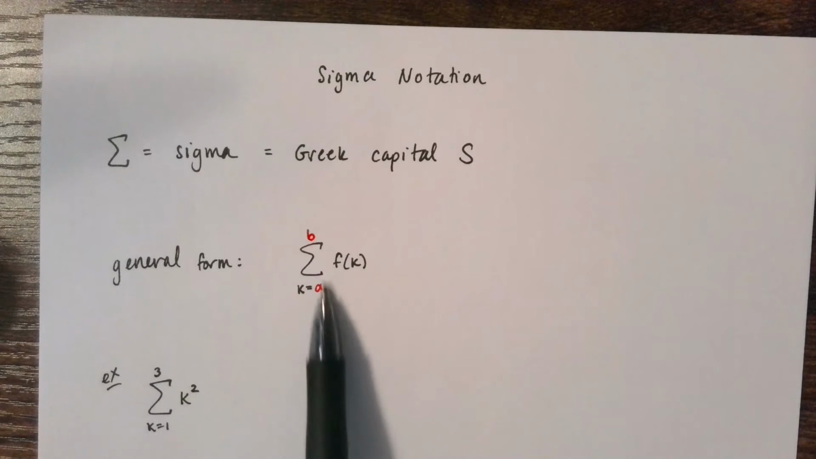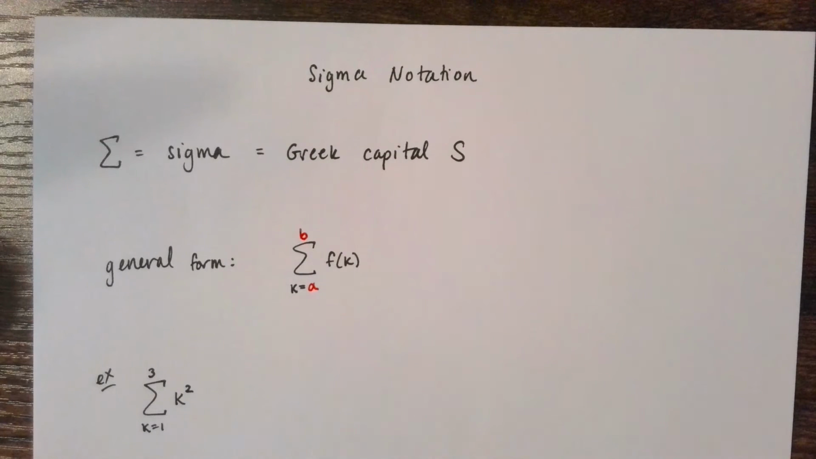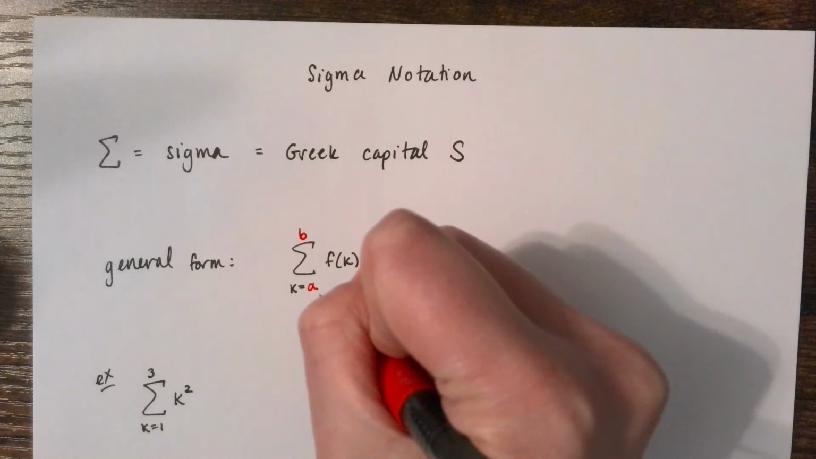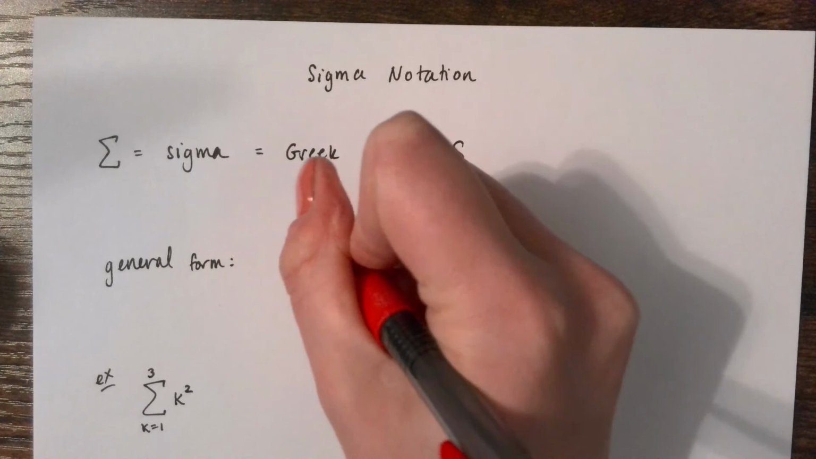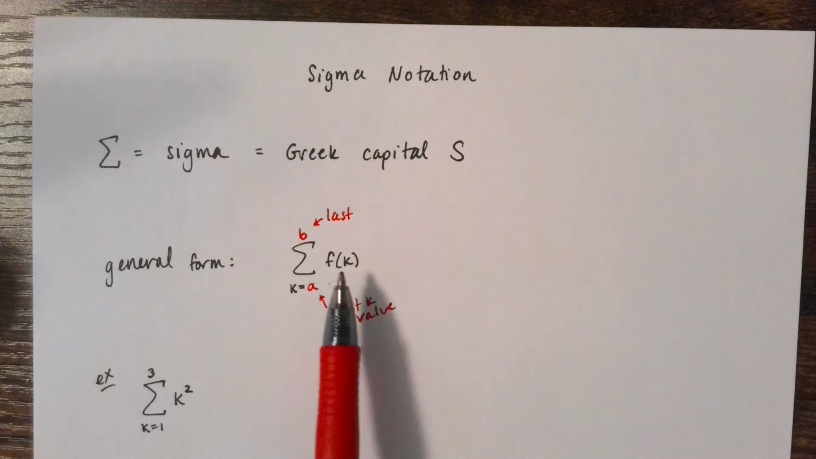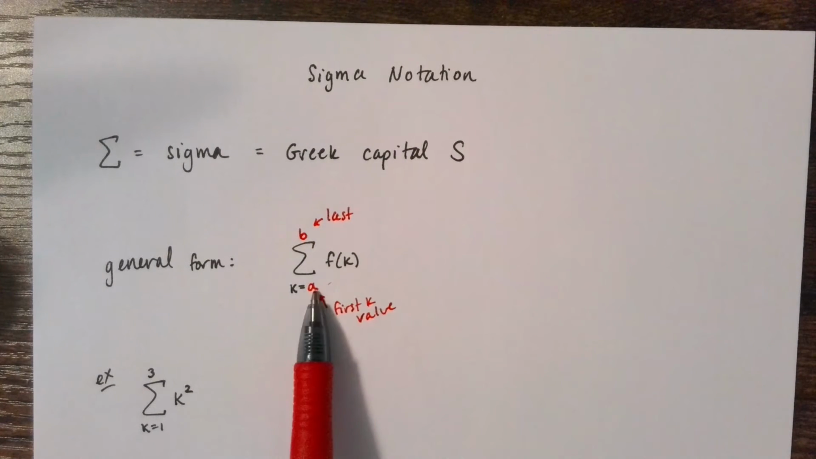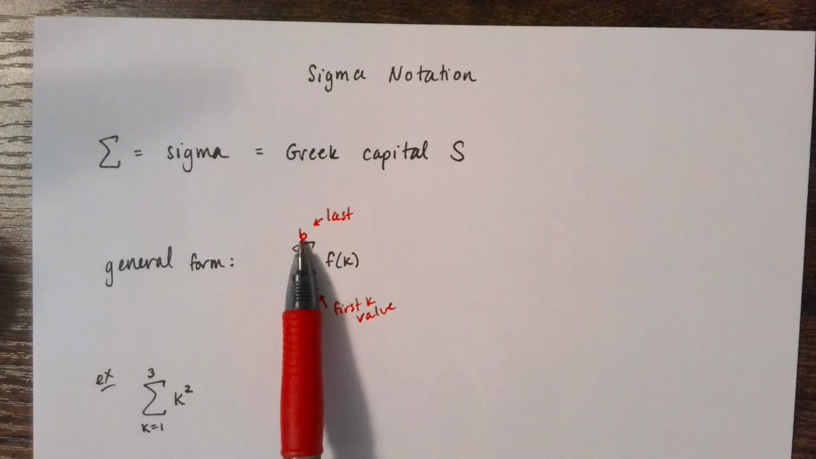This a and b that I have in red, you can see in this first example, are 1 and 3 respectively. Those are your start and stop k values. This is your first k value, and this is your last one. So this means do f of this number plus f of the next plus f of the next, and go all the way up until you hit this number, then stop adding.